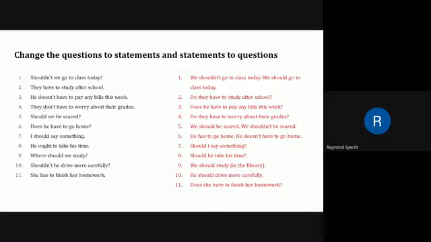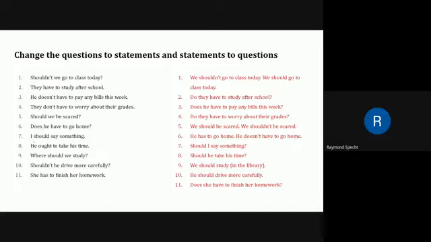Okay, number 4. They don't have to worry about their grades. Do they have to worry about their grades? 5. Should we be scared? We should be scared, or we shouldn't be scared. 6. Does he have to study at home? He has to study at home. He doesn't have to study at home.